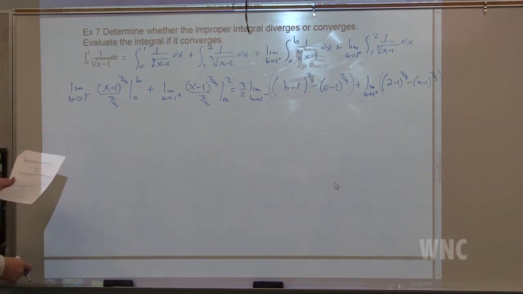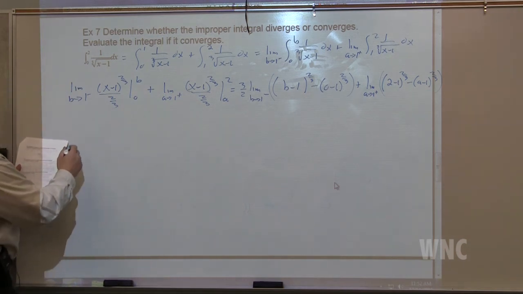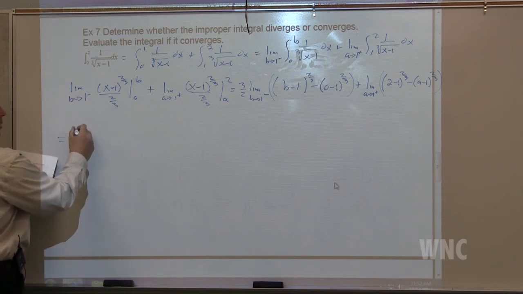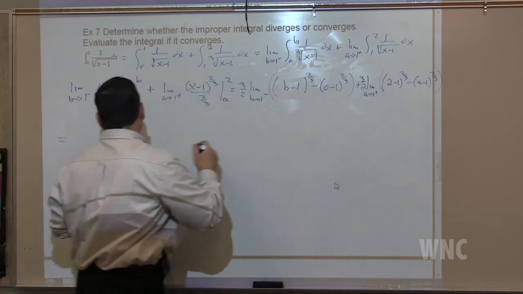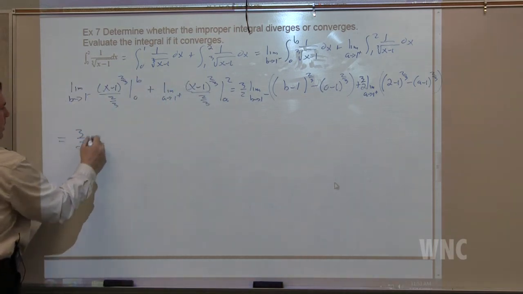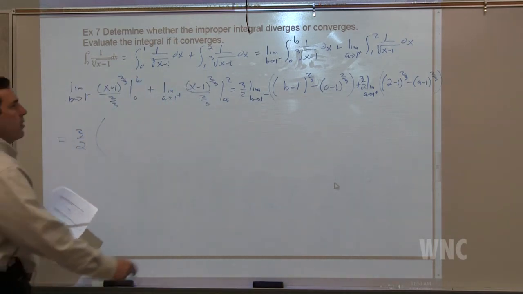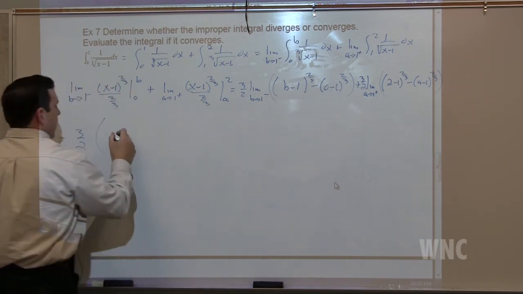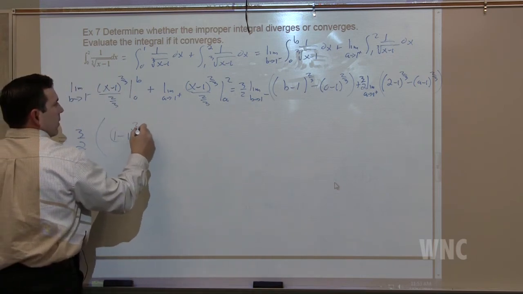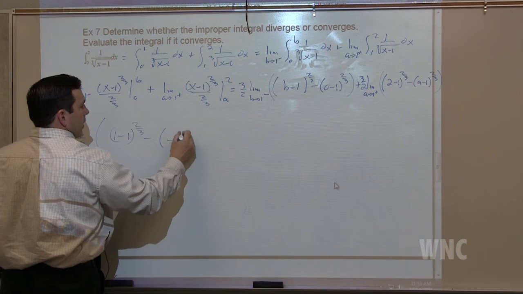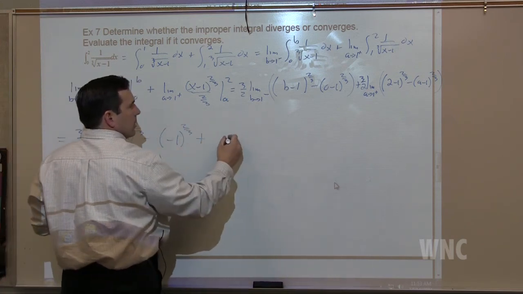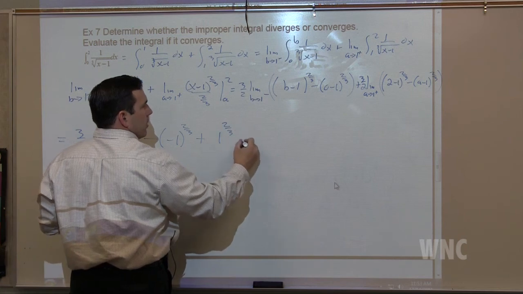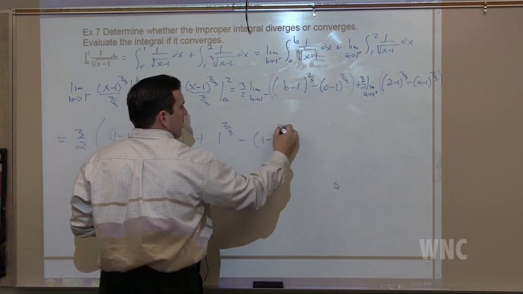Okay, so we have, and I didn't pull the 3/2 out there either. So 3/2 out here times all this stuff. I can put the 1 in there. We have (1 minus 1)^(2/3) minus (negative 1)^(2/3) plus (2 minus 1) is 1, to the 2/3, minus (1 minus 1)^(2/3).